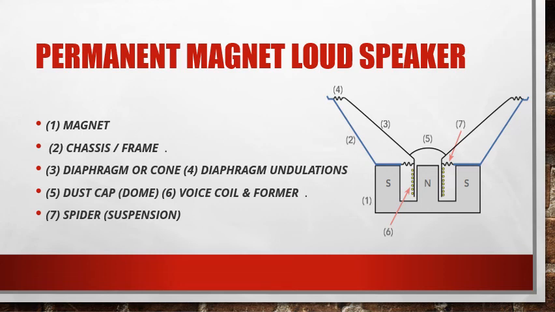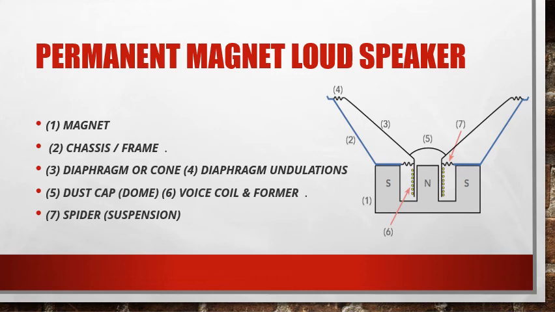The next is the chassis or frame. The moving coil loudspeaker is generally built on a circular frame. Occasionally, these may also be elliptical. The frame forms the basis for the loudspeaker and provides its structure, although it does not perform any active part in the operation.